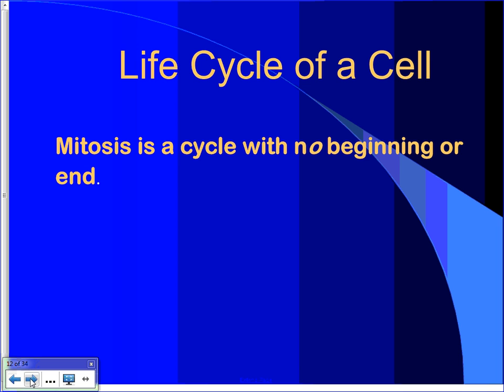So the life cycle of a cell, I wanted to include this just to remind you that mitosis is a cycle. And so we'll be looking at stages of mitosis, almost like they're pictures, but I want you to remember that this is a continuous cycle that occurs. It has no beginning, it has no end. And we use the stages mainly as an easy way to recognize key points in that cycle.